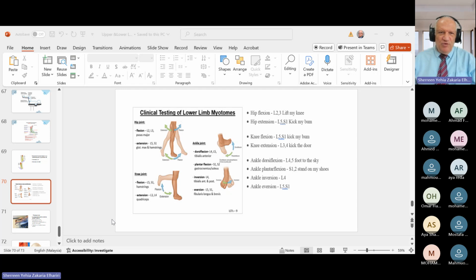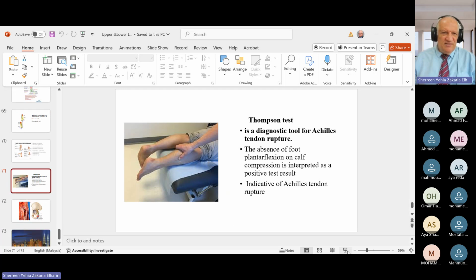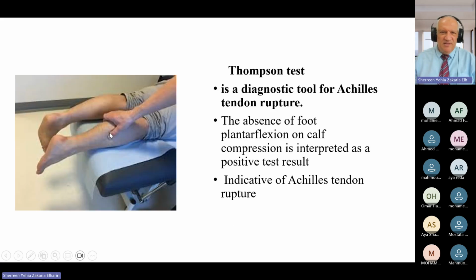We have two movements. Plantar flexion and dorsiflexion are through the ankle. But eversion and inversion are through which joint? Subtalar joint. Subtalar, good. So it is important to know this movement. It's important to know this test. What is this test? It is the Thompson test. It is used for what? Not for DVT. Okay, Achilles tendon rupture.